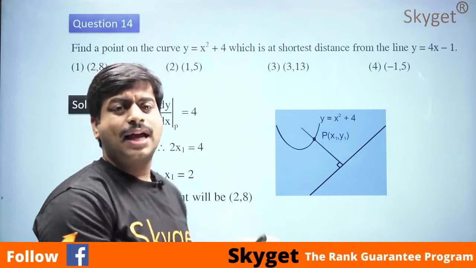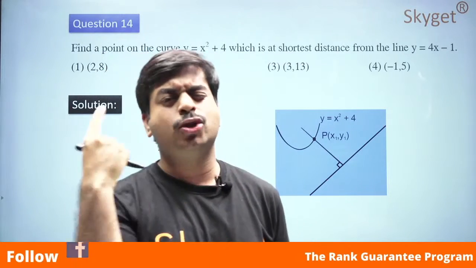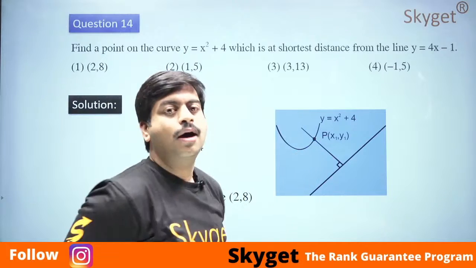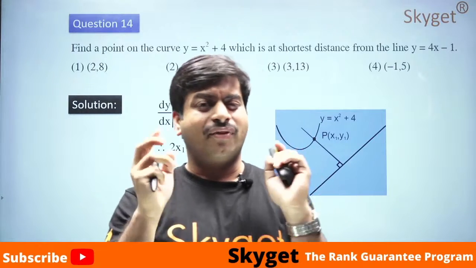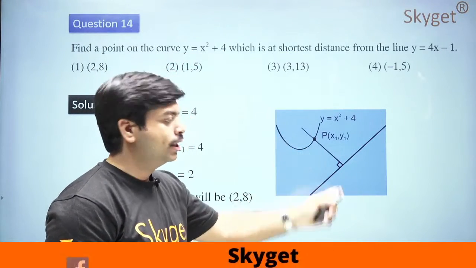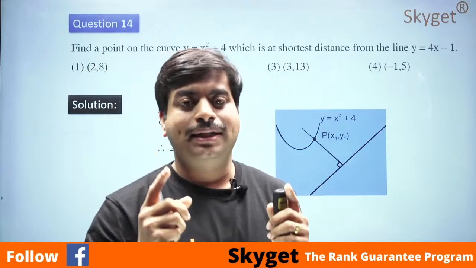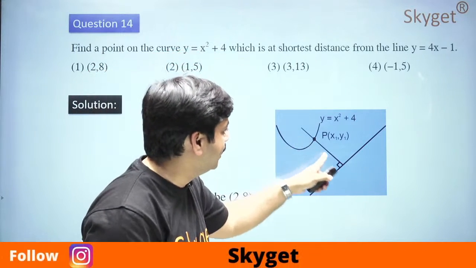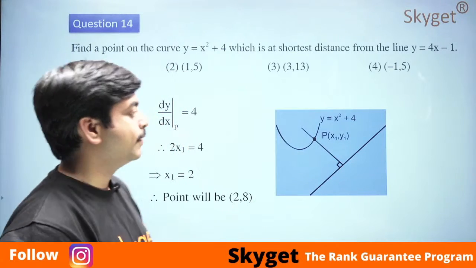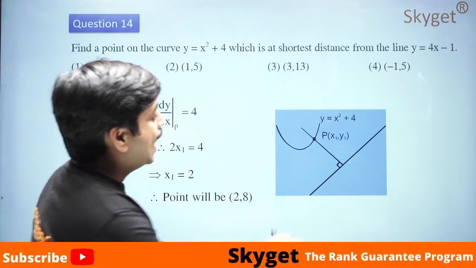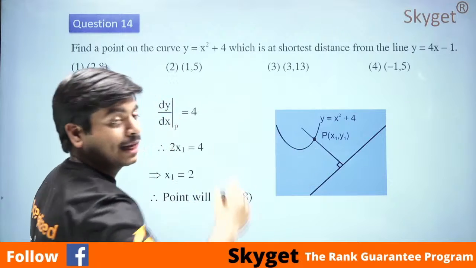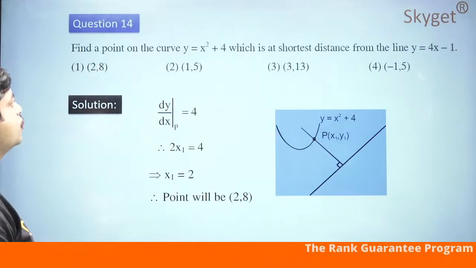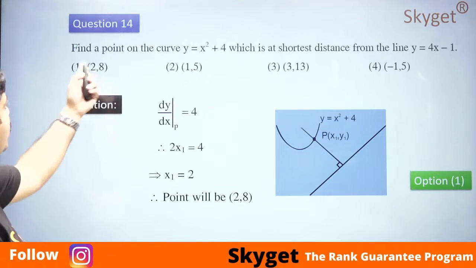The point is very basic, and there are a lot of previous questions based on the same concept of shortest distance. Always, in 2-dimensional geometry, 3-dimensional geometry, coordinate geometry, or conic sections, the shortest distance will be the perpendicular distance between these two. That is the only concept we need to take care of. The tangent at this point and this line will be parallel. So that is question number 14, option 1 will be your answer. Going on to question number 15.